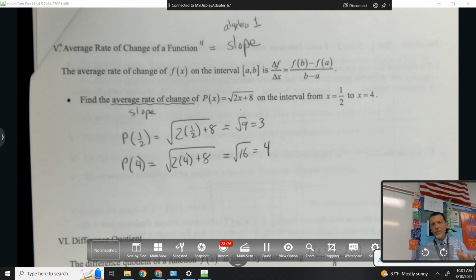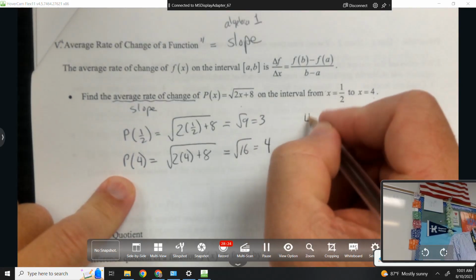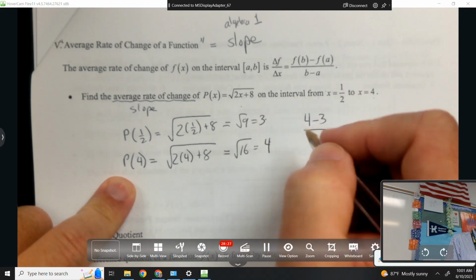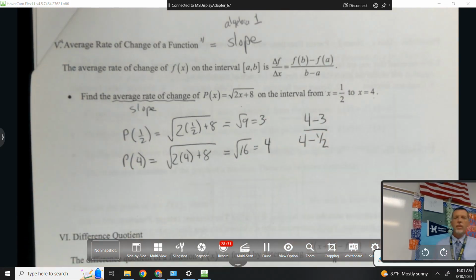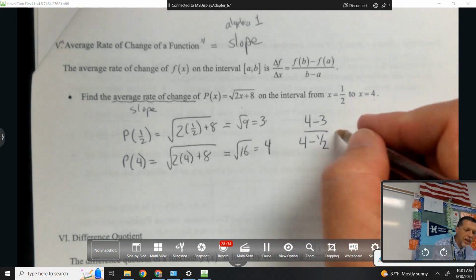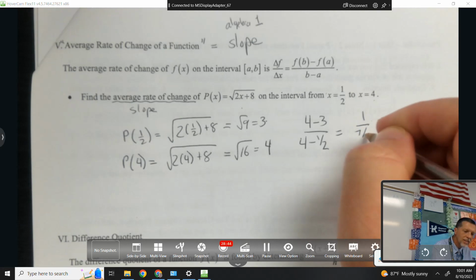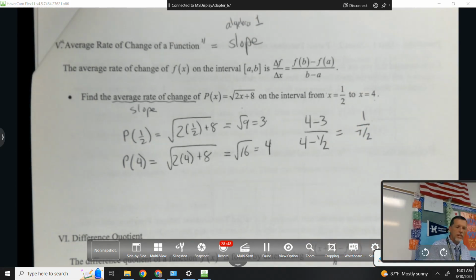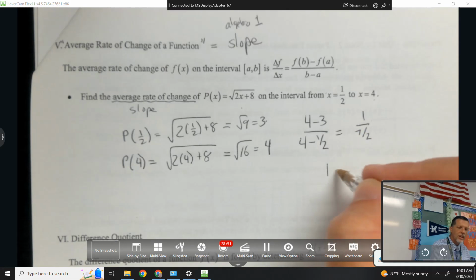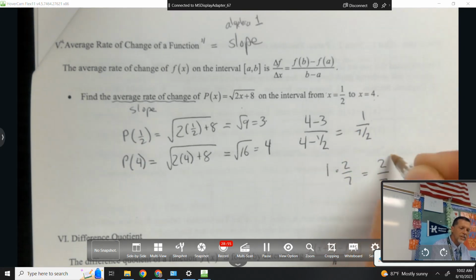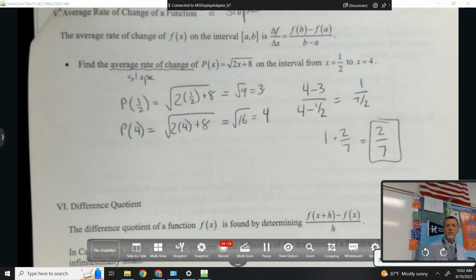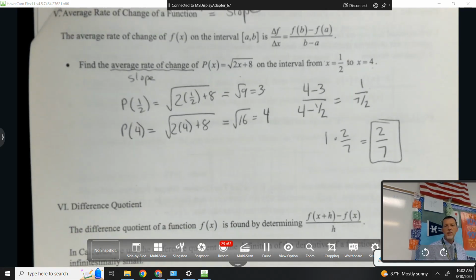So now I've got 2 points. I know how to do the slope. Change in y, so y2 minus y1 over x2 minus x1. Now that's kind of ugly. We don't want to leave it like that. So 1 over, let's see, that's 3.5 or 7/2, which still looks bad because fractions and fractions. Keep it, change it, flip it. 2/7. A little bit of algebra tricks at the end there to get a nice answer. Average rate of change. Fancy talk for slope.